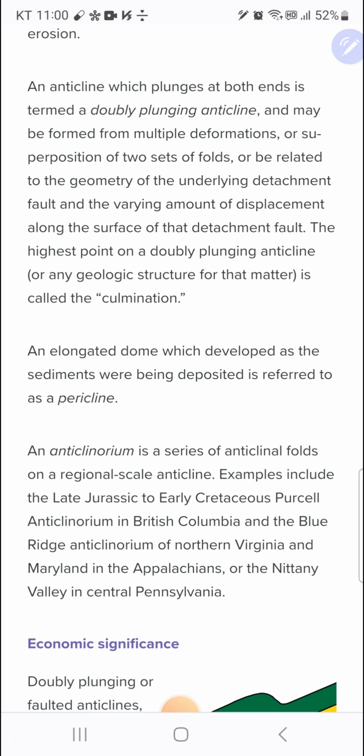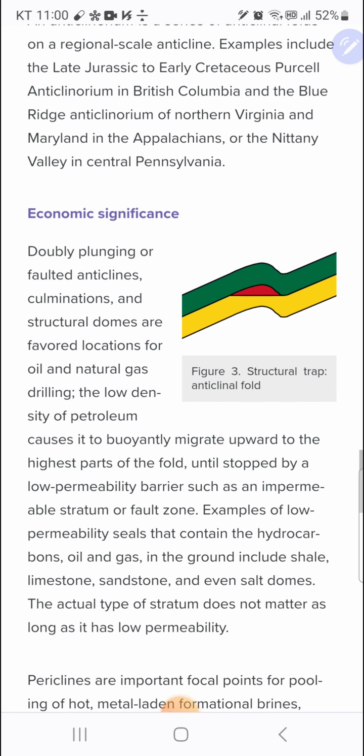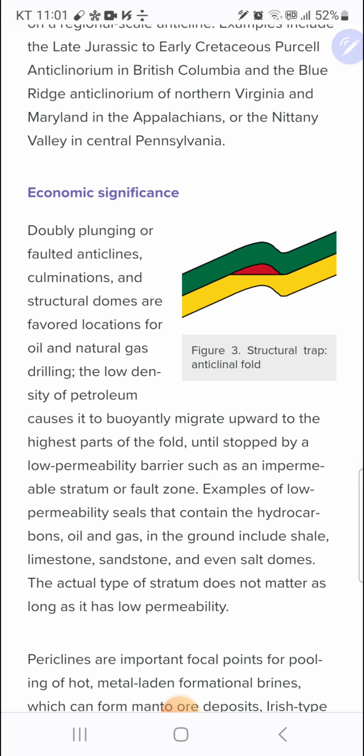Examples include the late Jurassic to early Cretaceous Purcell anticlinorium in British Columbia, the Blue Ridge anticlinorium of Northern Virginia and Maryland in the Appalachians, or the Nittany Valley in central Pennsylvania. Economic significance, structural trap, anticlinal fold.